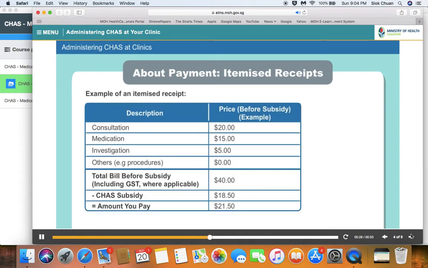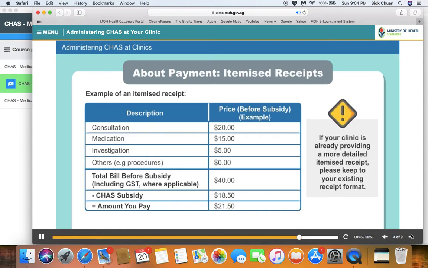Here is an example of an itemized receipt. The total charges are broken down into the consultation, medication, investigation, and other categories. The total CHAS subsidy given and remaining amount payable by the patient should also be shown in the itemized receipt. Do note that if your clinic is already providing a more detailed itemized receipt, you should keep to your existing receipt format.